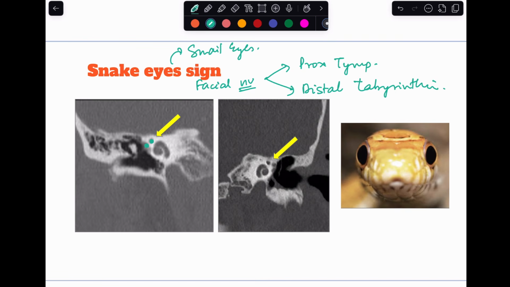The next question is, in which section are you able to see snake eyes? Snake eyes is seen in a coronal section of the temporal bone, whereas the ice cream cone sign was seen in the axial section of the temporal bone. So that's about the snake eyes sign and the ice cream cone sign.